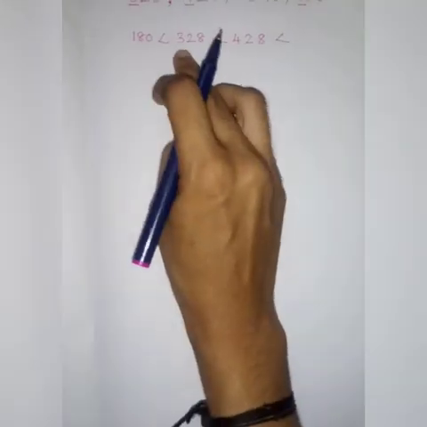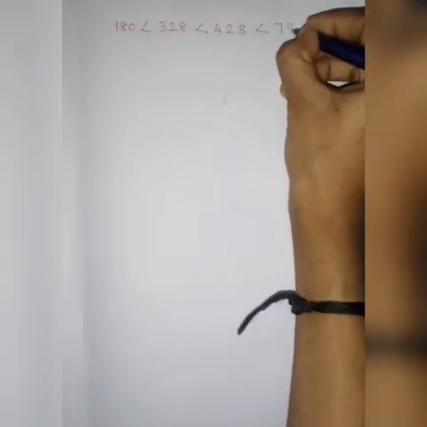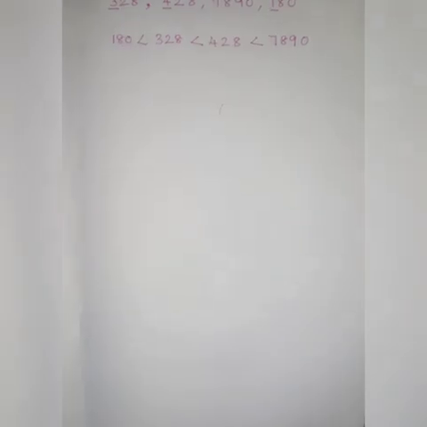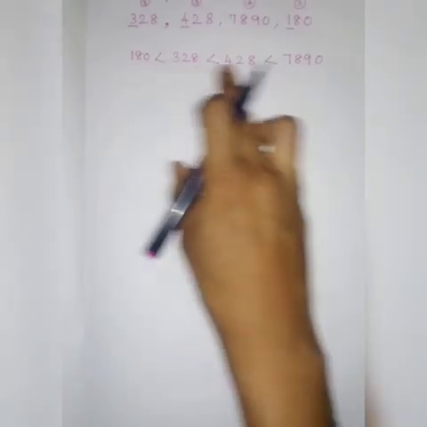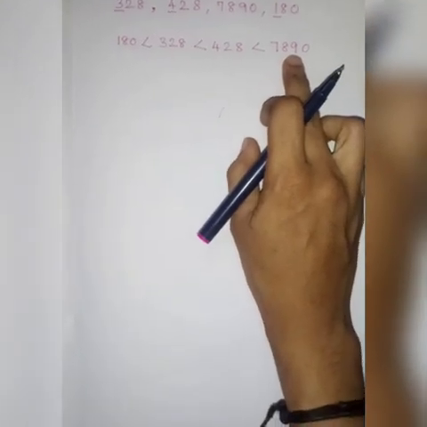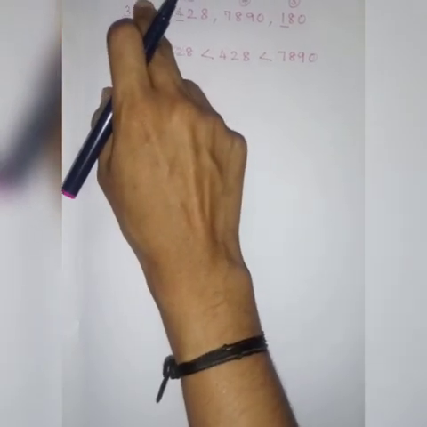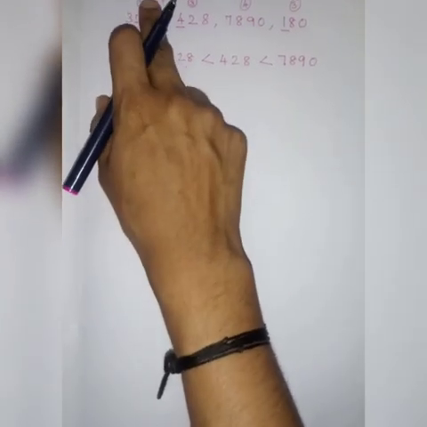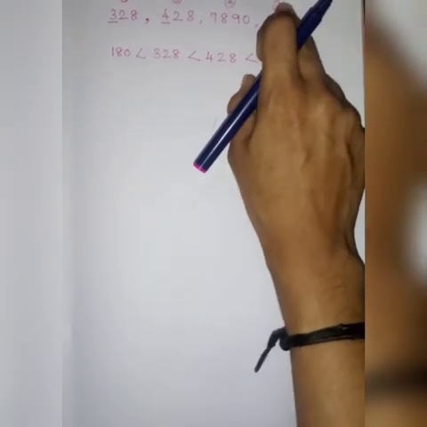Now all the 3-digit numbers are over. Next comes our 4-digit number, 7890. So we have arranged the numbers from smallest to biggest. That is called ascending order. In ascending order, first we compare the number of digits. Here we have 3 digits, here 3 digits, here 4 digits, here 3 digits.